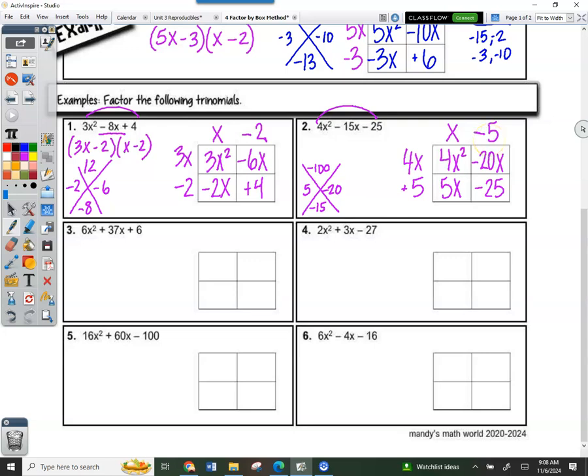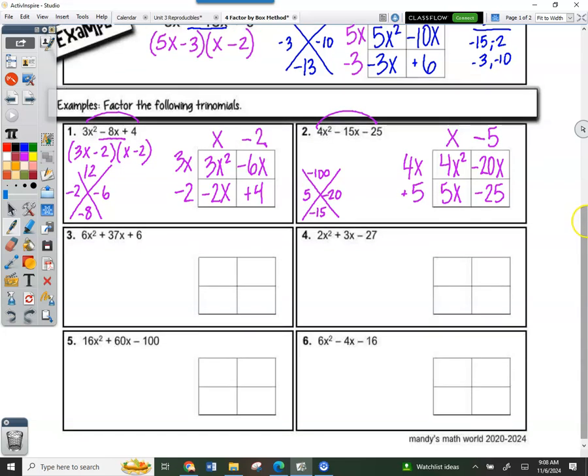And then double check the bottom row. Does 5 times x give me 5x? Yes. Does 5 times negative 5 give me negative 25? Yes. Then you did it right. And you can write your answer. So you got 4x plus 5 and x minus 5.